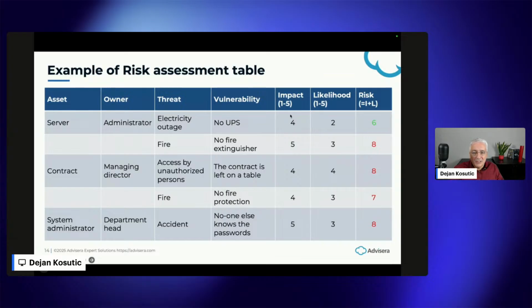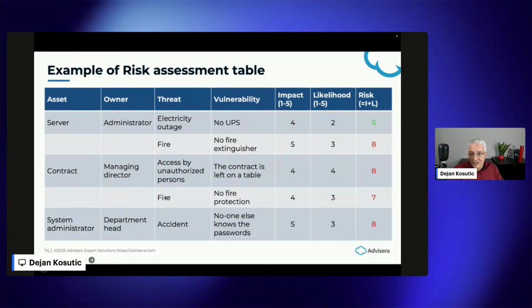Let's say that the impact on a scale from 1 to 5 would be 4, likelihood rather low, so let's say 2, and then if you use addition as a method for calculating risk, this would be 6, right? And then for the same asset, you would have a different threat and a different vulnerability, okay? This time impact is higher, likelihood is also higher, and 5 plus 3 makes 8, okay? And then you might have a completely different asset, let's say a contract, meaning the agreement in paper form. Owner is a director, threat is access by unauthorized persons, so the contract is left on the table. 4 plus 4 is 8.